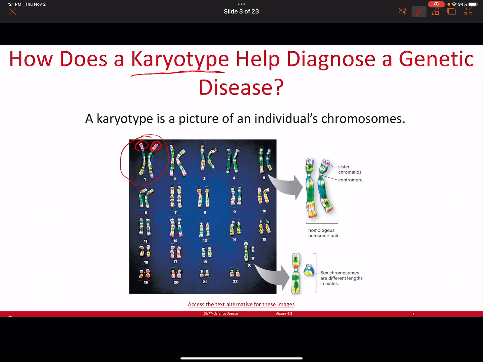And they can look at this karyotype here to see if there are any different structures to the chromosome. Maybe a piece of a chromosome is missing. If you have an extra 21st chromosome, that would mean you have a condition called Down syndrome. And in this case, the person is X and Y, and that would make them male.